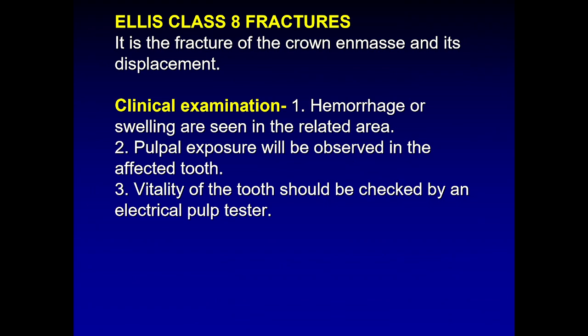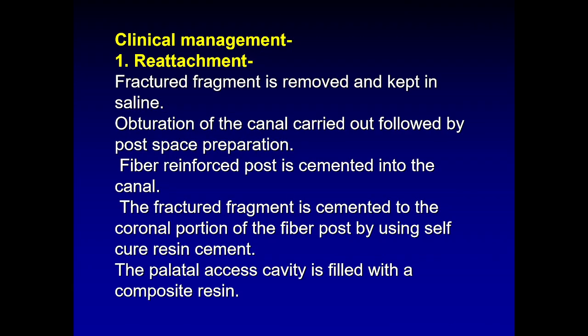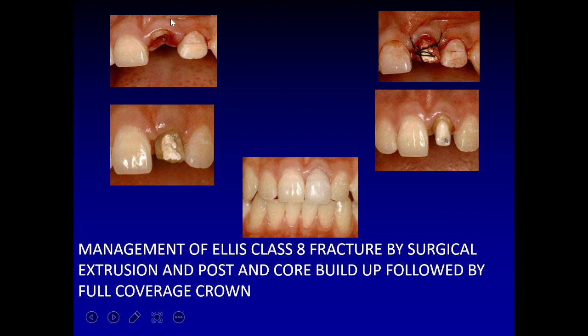Class 8 fracture. What is a class 8 fracture? It's fracture of the crown and mass. So the entire crown portion has been fractured. Now depending on where the fracture line is, you can do root canal, do a post and core and then fix it with a crown, like what has been done here. Or if it's too bad, you just extract the tooth. There is no other treatment possible.